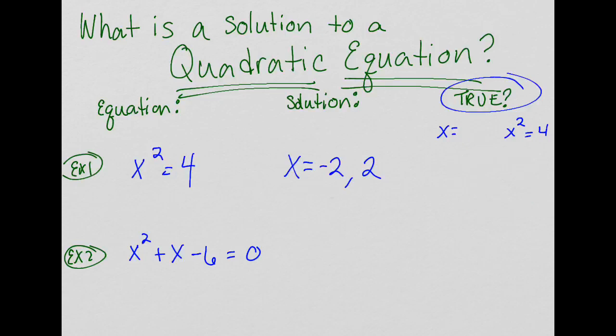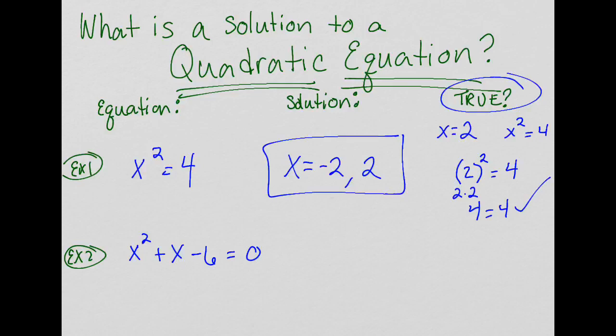The second solution is +2. So if I plug it in or substitute it in, 2 squared is 2 times 2, which is 4. So that makes it true. So both values, -2 and +2, will make the original equation true. That's what makes it a solution.